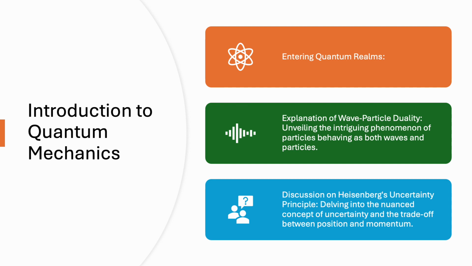The more you focus on its position, the more its momentum slips away. Heisenberg's uncertainty principle adds a layer of unpredictability, challenging our ability to precisely measure both position and momentum simultaneously.